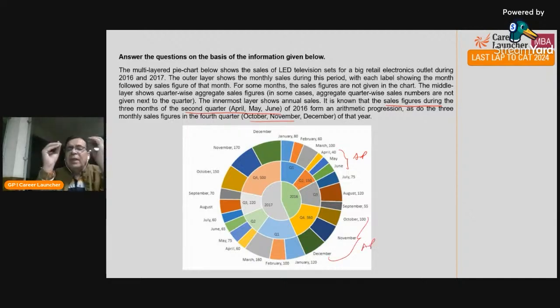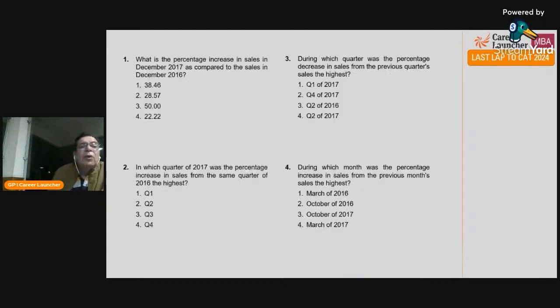Now, this is a very clear indicator that this set is priority one. Because the numbers are simple, I know exactly what is given, and I'm reasonably sure the questions are going to be only about percentage change, or essentially about percentage and ratio. Now, let's look at the questions before we finalize. Question 1 says, what is the percentage increase in sales from 16 to 17, in December 17 as compared to 16? Percentage change. Choices are not close.